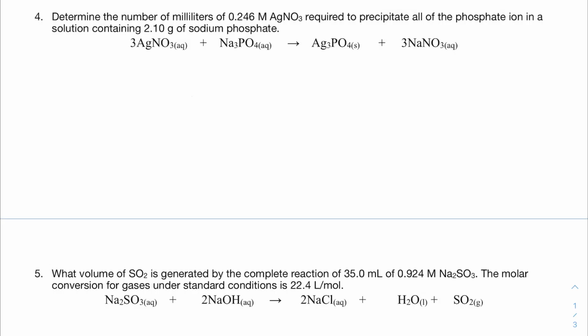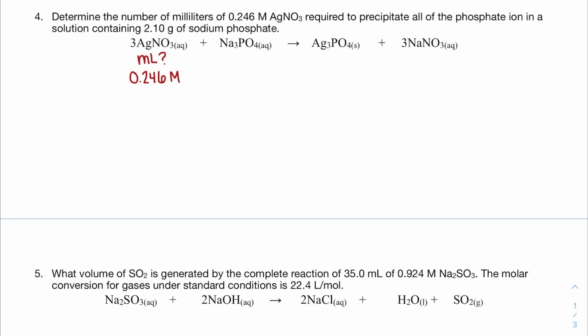In the next problem, it's asking us to determine the number of milliliters of a 0.246 molar silver nitrate solution that would be required to precipitate all of the phosphate ion in a solution containing 2.1 grams of sodium phosphate. So again, questions like this can seem confusing at first. Let's start by listing out what we know.